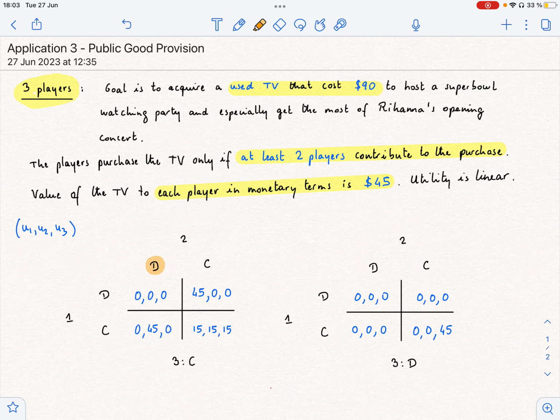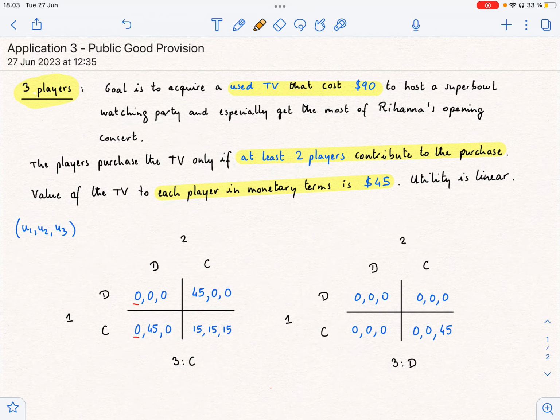So suppose player 2 plays D and player 3 plays C. Player 1 is comparing the payoff here and the payoff here, and they're going to be indifferent between the two. So player 1 is indifferent between the two, so we underline the two because each are our best response.